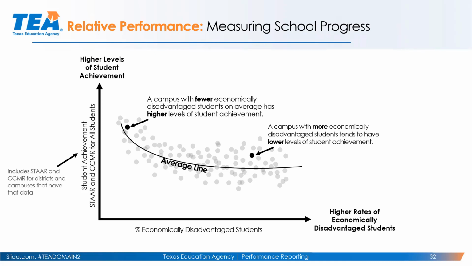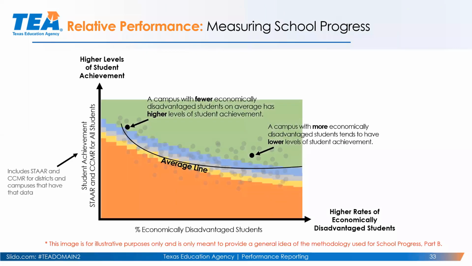So a quadratic regression was run to establish an average line and to establish separate cut points by campus type and for districts. So from that average line, the agency developed bands that would determine grades for relative performance that are A, like in the green zone, B, the darker blue zone, C, the lighter blue zone, D, the yellow zone, and F, our red zone area.